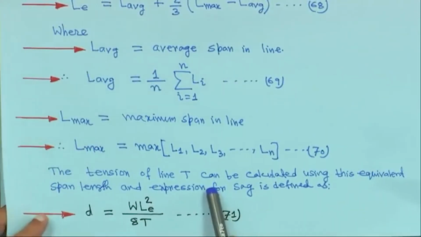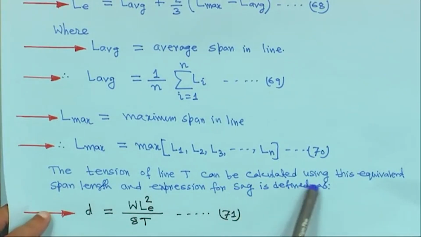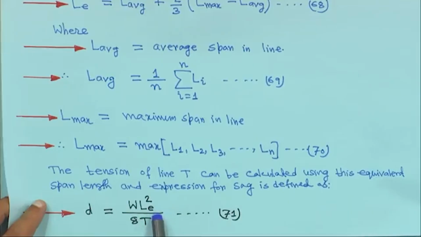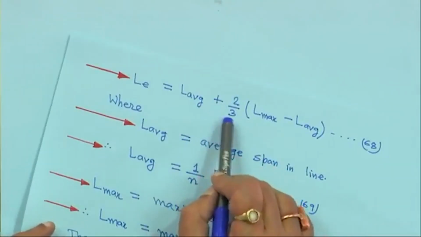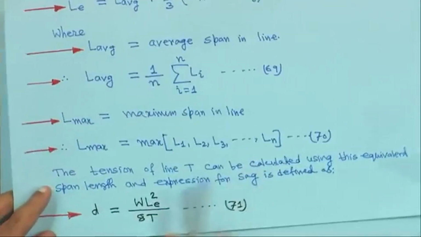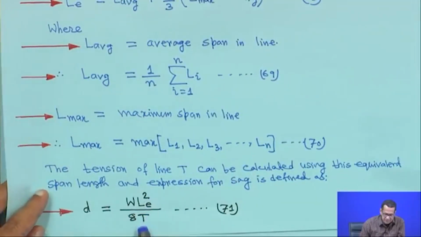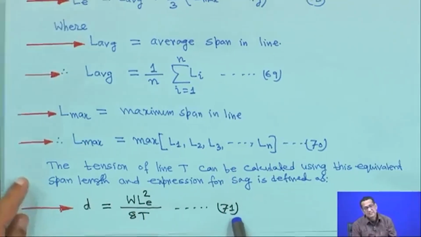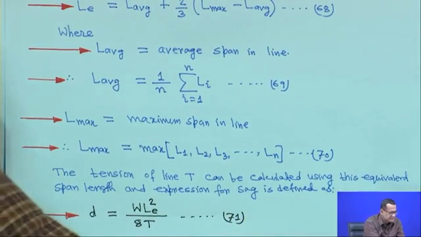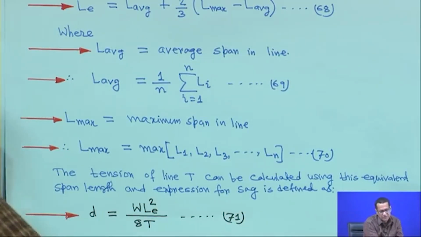Therefore, the tension of the line T can be calculated using this equivalent span length, and the expression for sag is defined as, we know that D is equal to WL square upon 8T, but instead of L here we should take LE. So, LE can be calculated this way or with the other formula I showed you just before. So, D is equal to W LE square upon 8T, this is equation 71. So, this is what we call unequal span.